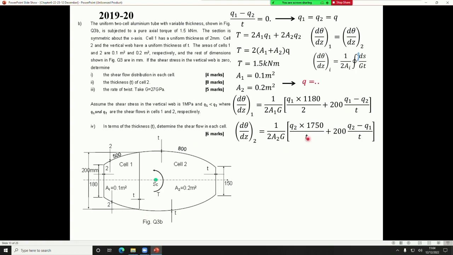The thickness is T. Again, for the vertical panel, we have 200 times Q2 minus Q1 divided by T. So from the top one, I can calculate and find the rate of twist. From the bottom one, I can find the thickness T.